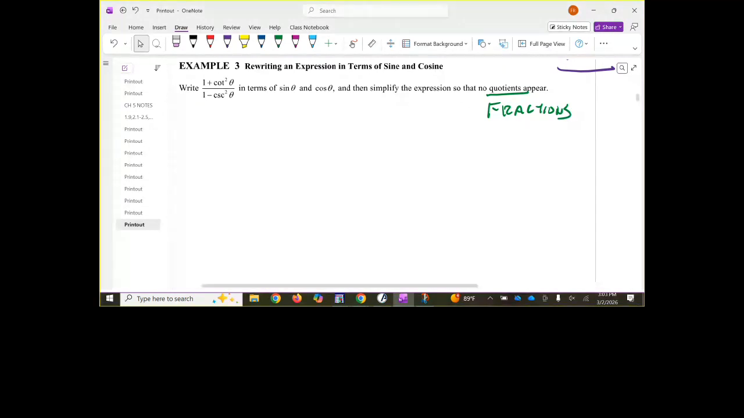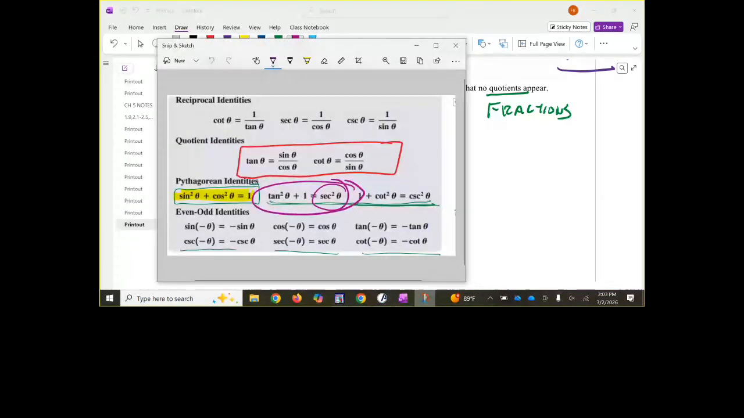cosecant squared theta in terms of only sine and cosine, the first thing I'm going to want to do is change everything I can to either a sine or a cosine. So look, let's do this. 1 plus cotangent. What I'm trying to do here is see, do I have any relationships or any identities that involve cotangent? We do. We got a couple, but there's two of them.